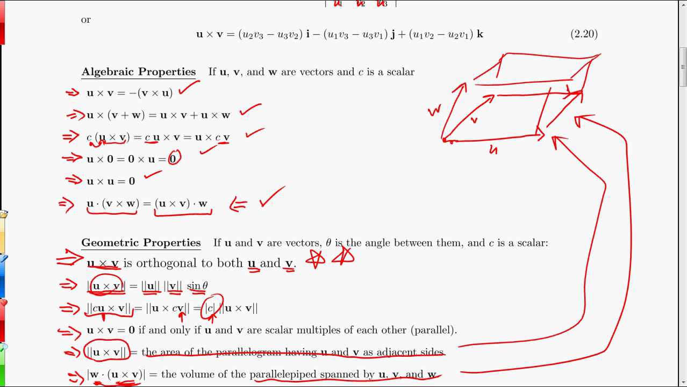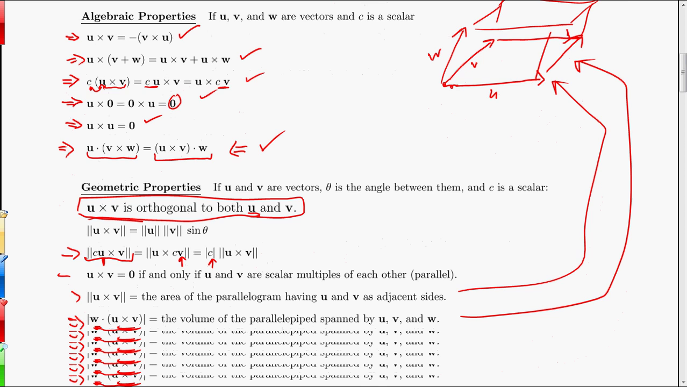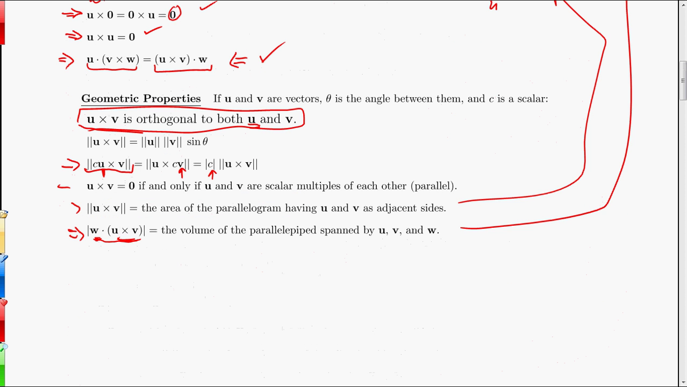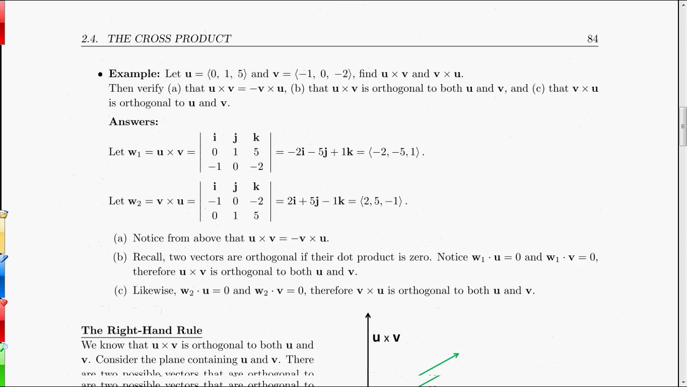But really, of all of these properties that I've just outlined here, the main one is this first one. U cross V is orthogonal to both U and V. That's the important one. So when I say, well, let's do an example so you can see how to calculate one of these.